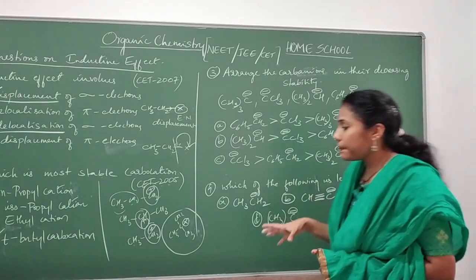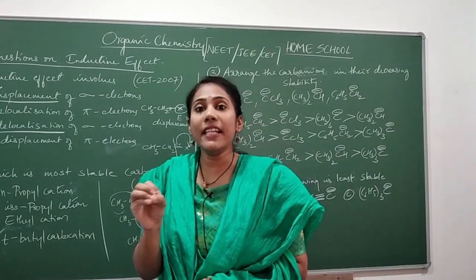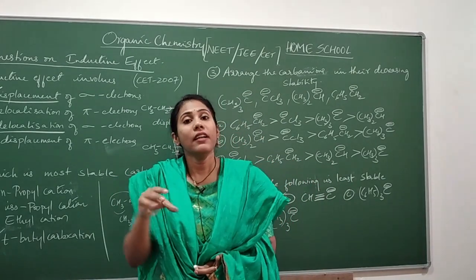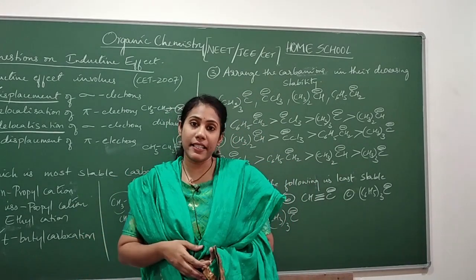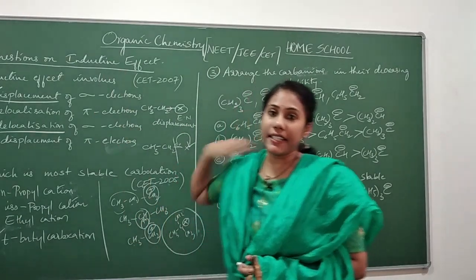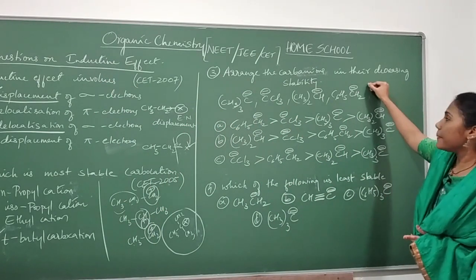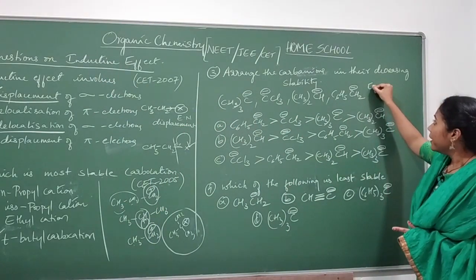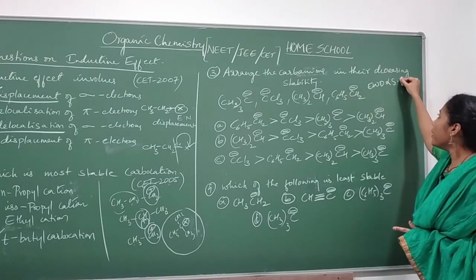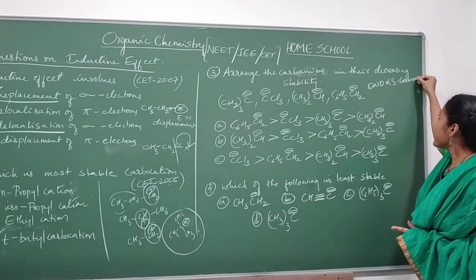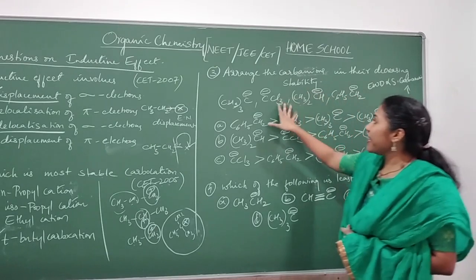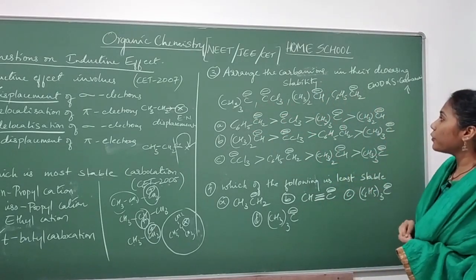So what is the concept here? If you have electron donating groups with carbanion, the stability of carbanion decreases. If you have electron withdrawing groups, stability increases. So this was the concept we have observed in our previous video. If electron withdrawing groups are there, stability of carbanion increases.